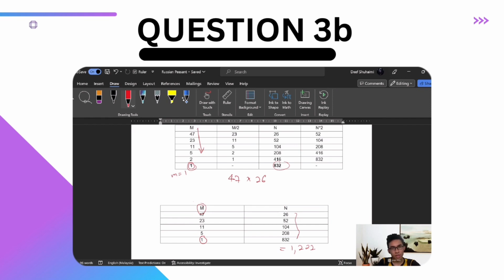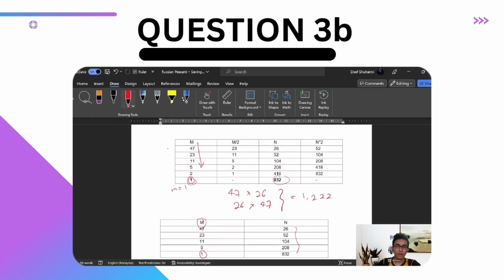Whether you multiply n by m or m by n using the Russian peasant algorithm, the time efficiency will remain the same. So therefore, when computing 47 by 26 or 26 by 47, both will result in the same answer, which is 1222. The process of this algorithm only depends on the number of iterations of the halving process.